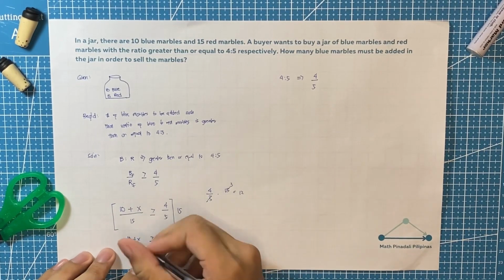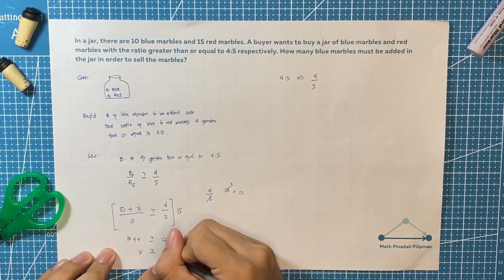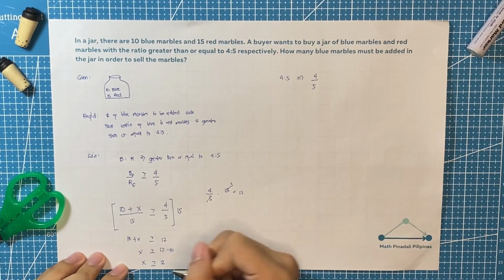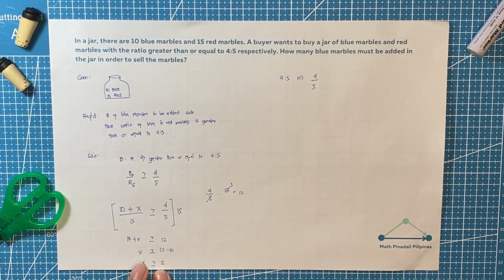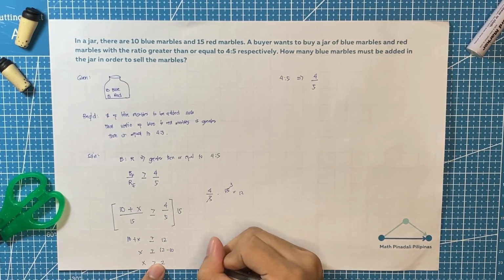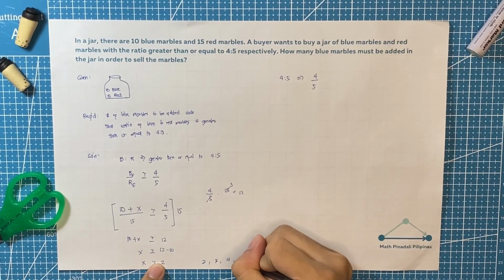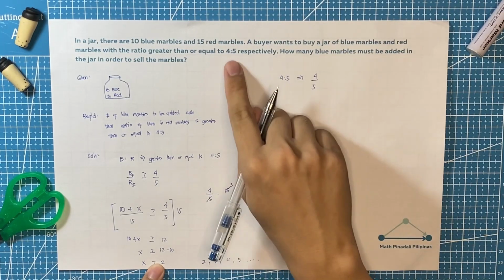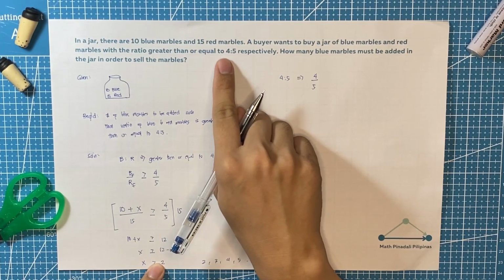Now, ilipat natin yung 10 sa kabila. That would be x should be greater than or equal to 12 minus 10. Therefore, x should be greater than or equal to 2. Ibig sabihin, yung idadagdag daw natin na blue marble should be greater than or equal to 2. Kasama ba yung 2? Yes, kasama yung 2 kasi greater than or equal. Ibig sabihin, 2, 3, 4, 5, and so on, yung pwede natin idagdag na blue marbles para maging greater than or equal yung ratio ng blue to red marbles to 4:5.